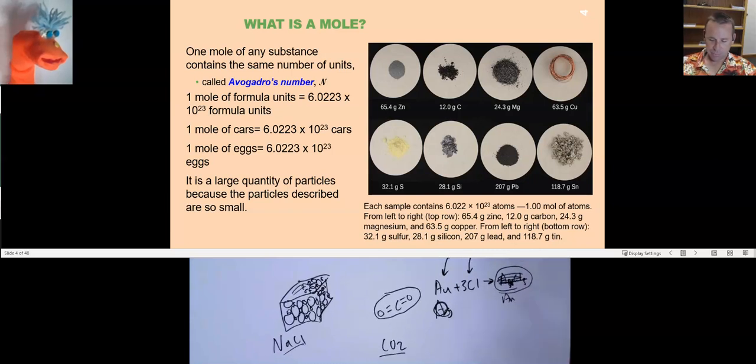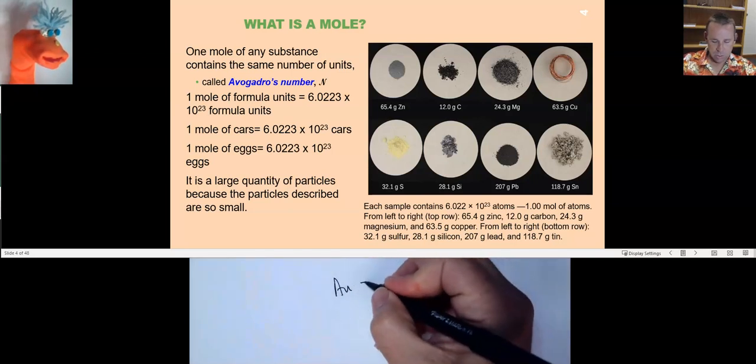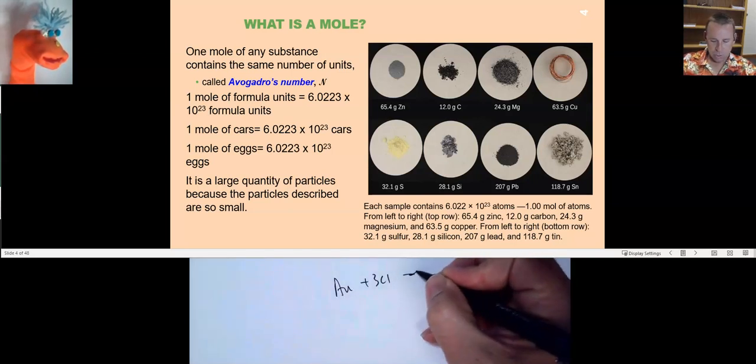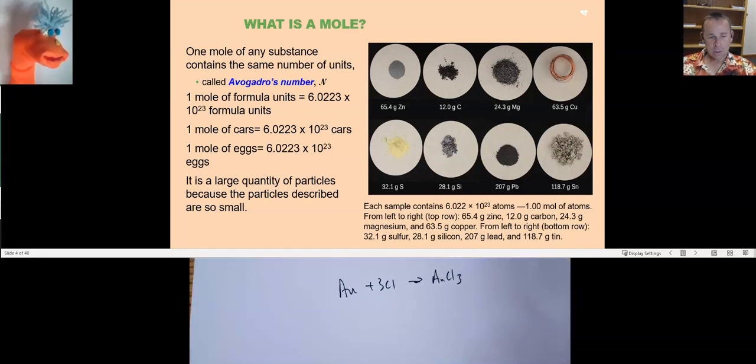Try that again. Au plus 3 Cl forming AuCl3. Okay? This equation helps me. I recognize I need 1 gold for every 3 chlorines, and I'm going to make 1 of these AuCl3 compounds, right? Okay. So how much gold do I weigh out?